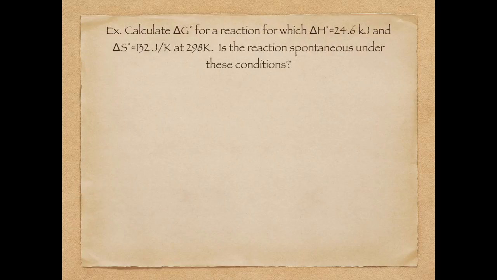Here it asks you to calculate your standard change in Gibbs free energy for a reaction for which your standard enthalpy change is 24.6 kilojoules and your standard entropy change is 132 joules per Kelvin at 298 Kelvin. And it says, is the reaction spontaneous under these conditions? Well, I'm going to use this equation. I'm calculating my delta G. I know my delta H is 24.6 kilojoules, but since it's kilojoules for enthalpy and joules for entropy, I'm going to convert the enthalpy kilojoules into joules really quickly by just multiplying by 1,000.